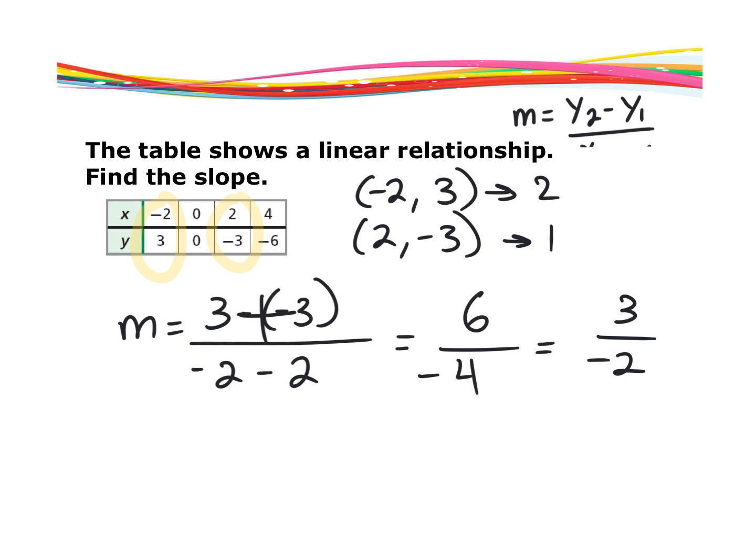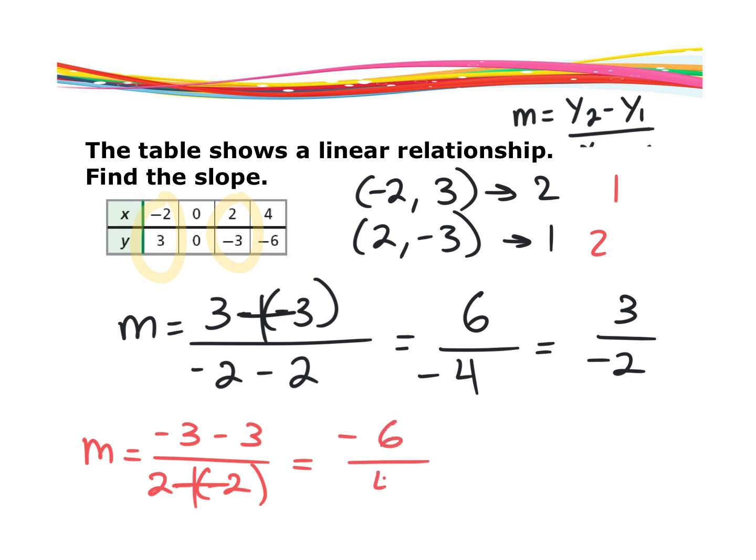So if you do it the other way, you actually end up with negative 3 minus 3 over 2 minus negative 2. So this bottom one becomes a positive. So we end up with negative 3 plus negative 3 is negative 6. And then 2 plus 2 is 4. And again, you simplify it by 2, so you end up with negative 3 over 2.